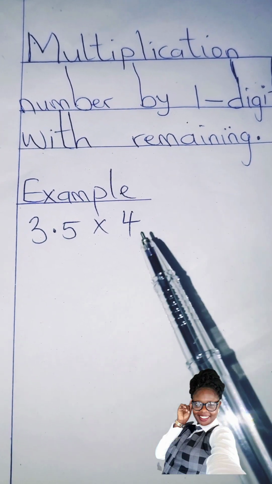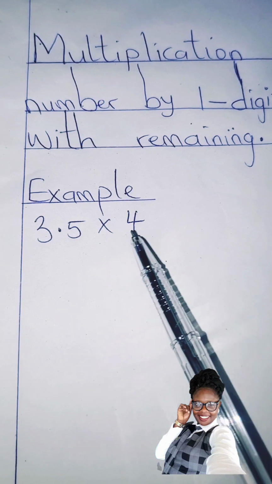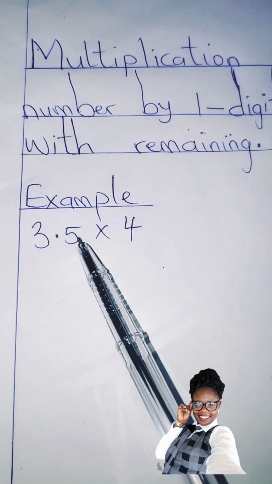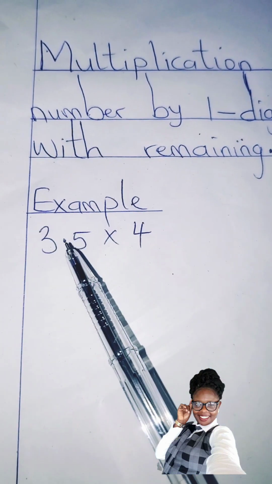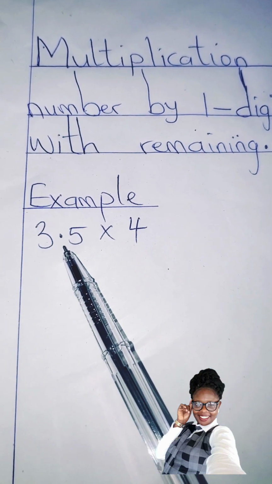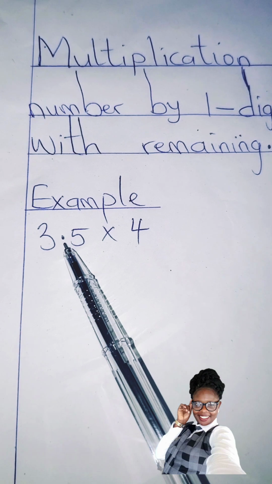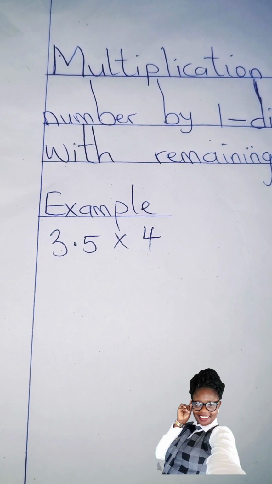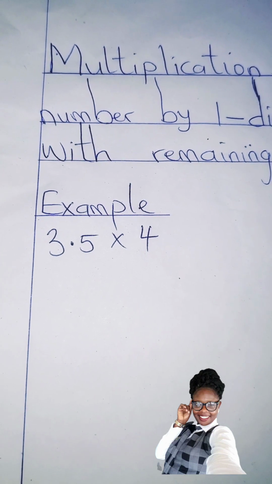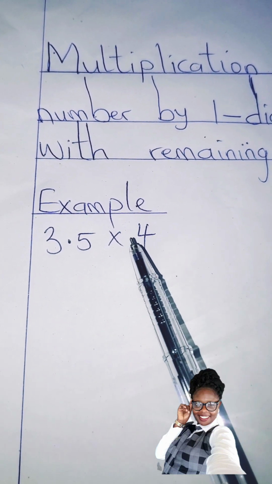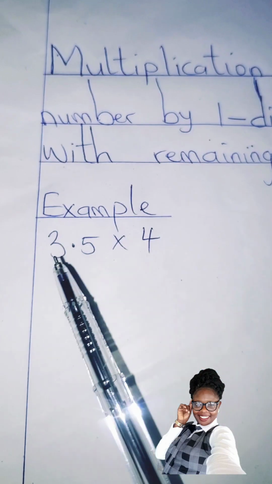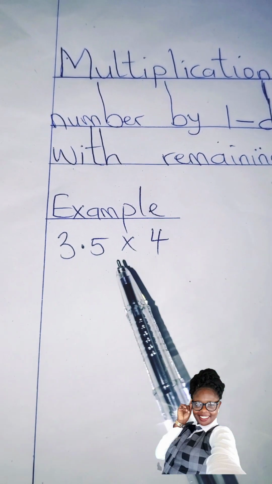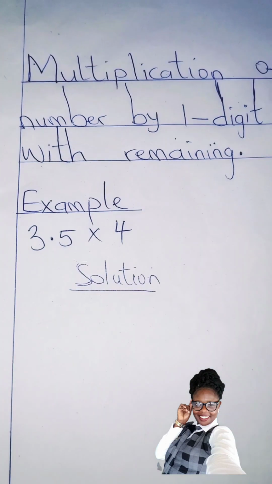Now let me solve this example. 3.5 times 4. This 3 here is a whole number. 0.5 is a decimal. A decimal is a number that begins with a point, just like this. This is 0.5, that's decimal number 0.5. While a whole number does not begin with a decimal point, just like this 4 has no point before it, and this 3, there is no point before it. So 3.5 times 4. Let's go to the solution.